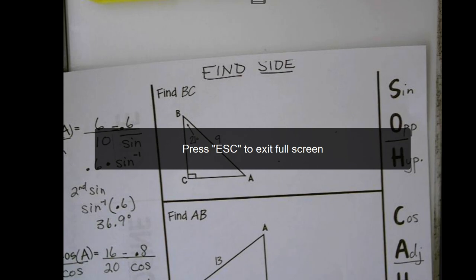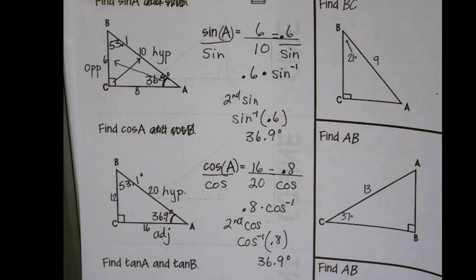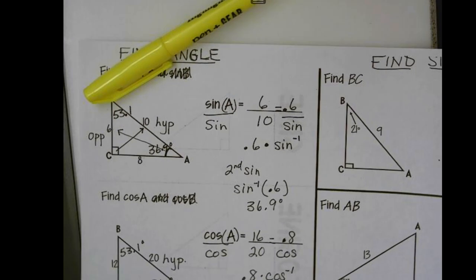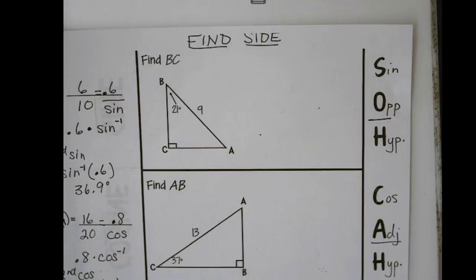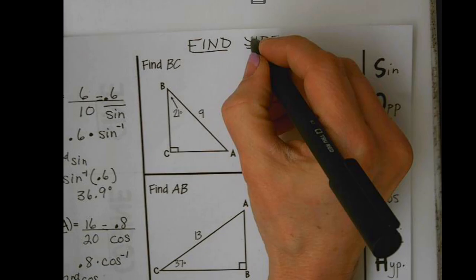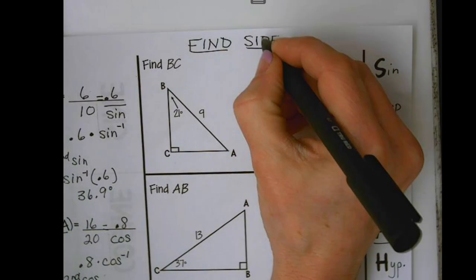Screen. Here we go. All right, so we already know how to find missing angles. We've covered that. So now we need to be able to find missing sides using trig functions. And I'm just going to rewrite this here. It just didn't get printed that great. Hopefully yours is okay.